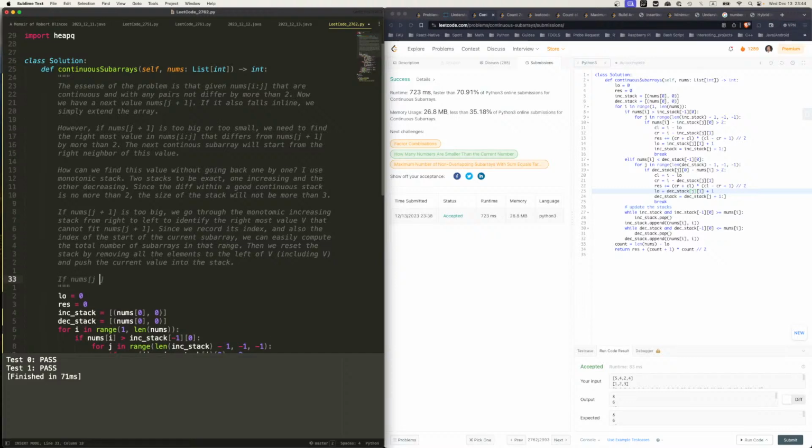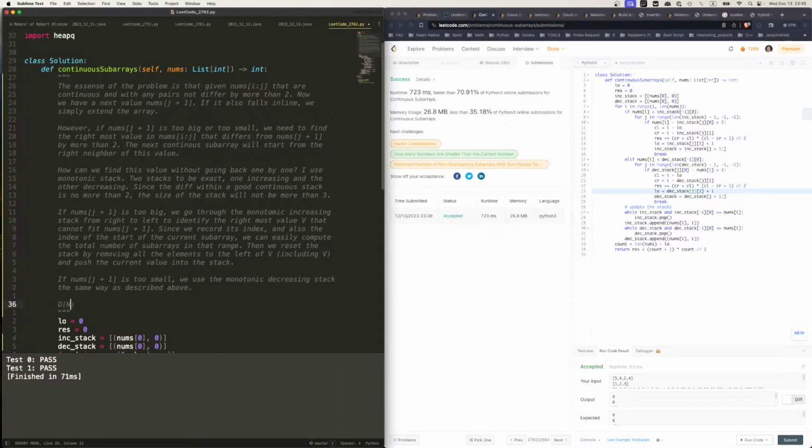If nums j plus 1 is too small, we use the monotonic decreasing stack the same way as described above. So the total runtime will be O(n) for this. That's why it's not too bad.